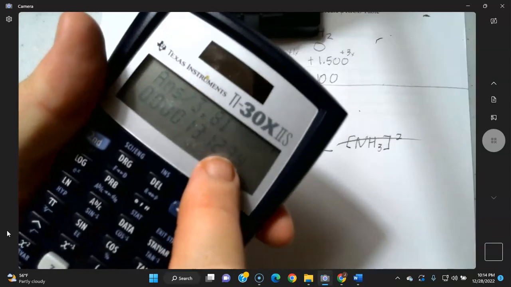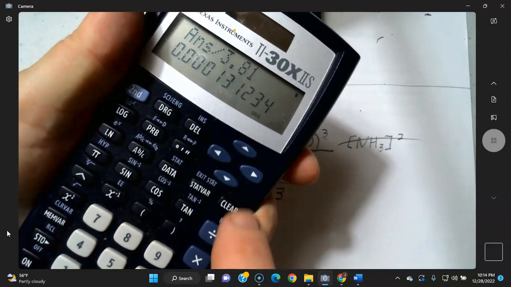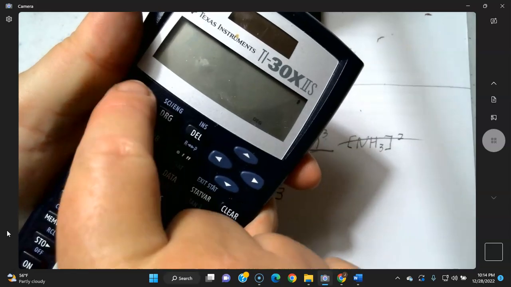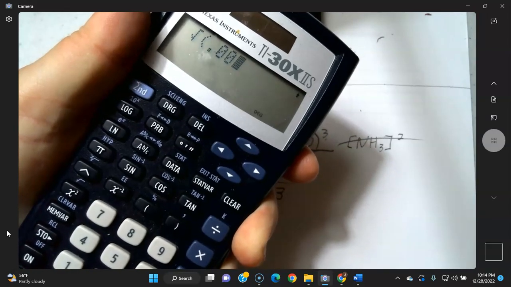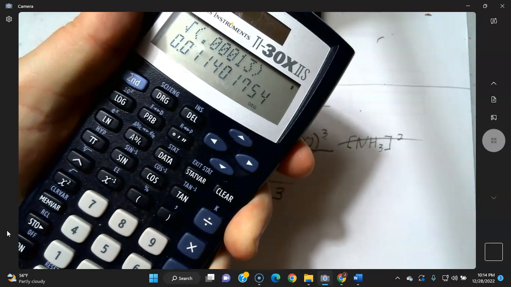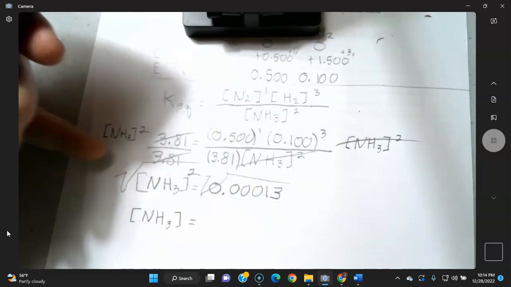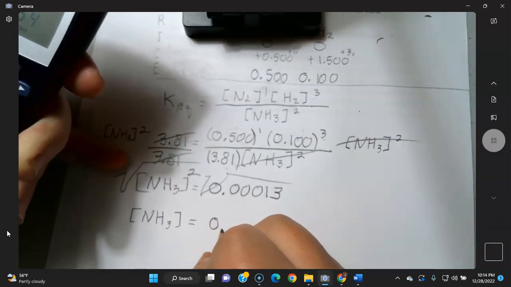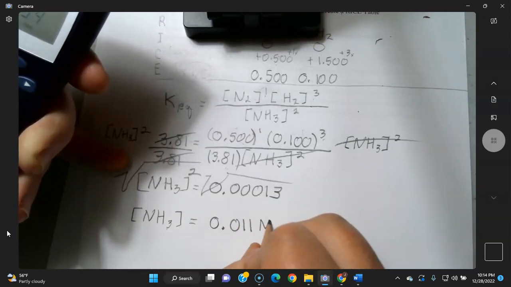So we're going to take this number, and unfortunately you've got to just write it down. I'm going to clear it. So now we're going to do second, x squared, that gives us a square root, 0.00013, close the parenthesis, and there's our answer: 0.011. And that is a concentration, so it's molar. Okay, and that is our final answer.